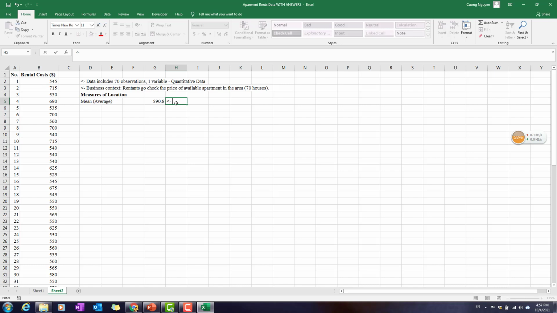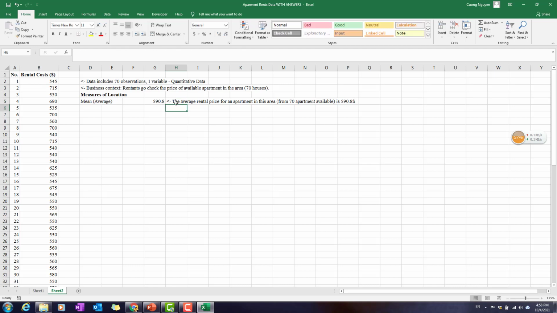That means the average rental price for an apartment in this area, from the 70 apartments available, is 590.8.